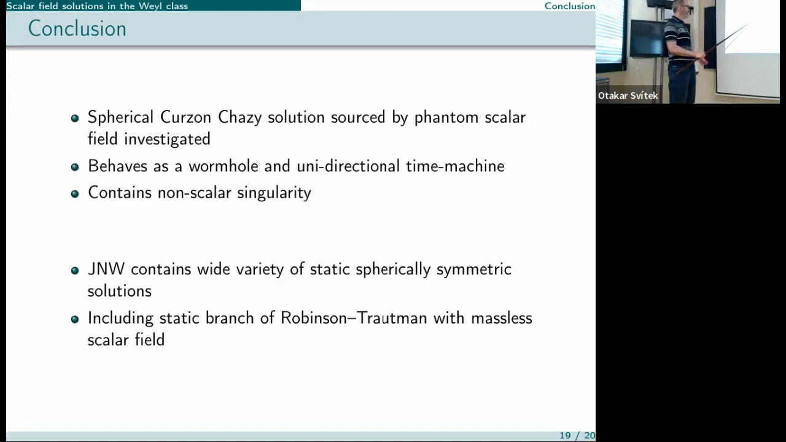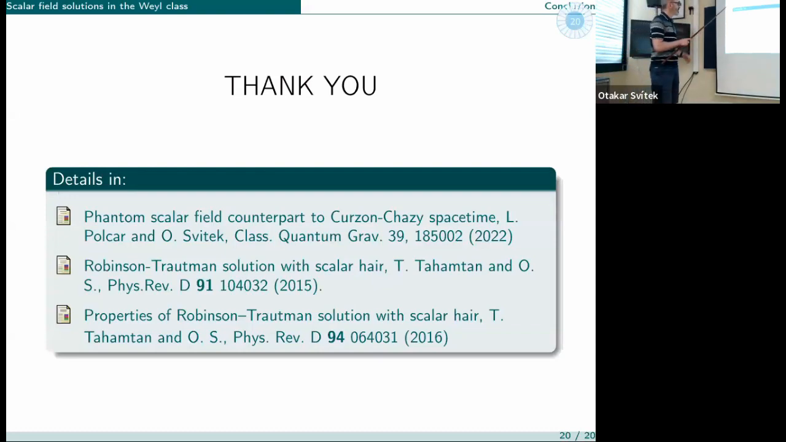But there are also other completely unrelated classes, like the Robinson-Trautman class, when we generalize it to a massless scalar field. So again, the static branch of this one is contained in this family. So this work is related to the spherical Curzon-Chazy, and these two are all the works related to the Robinson-Trautman scalar field. Thank you.